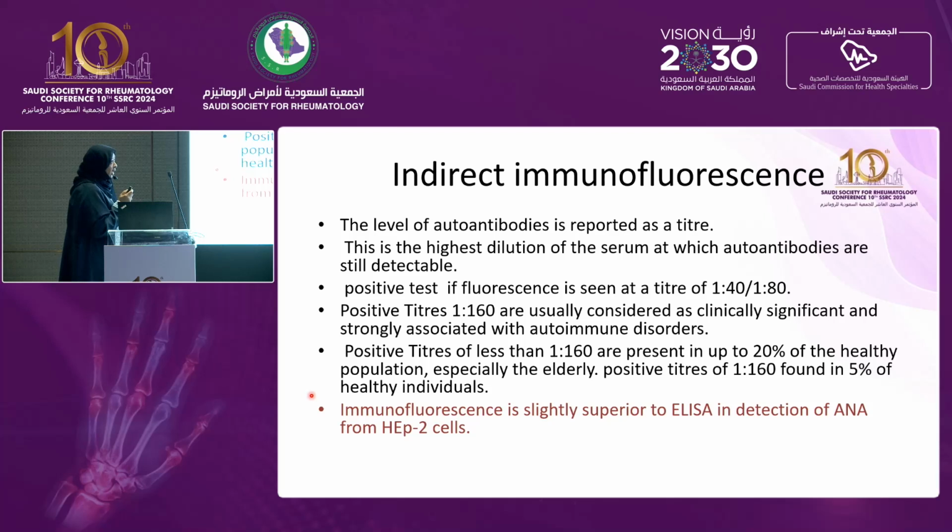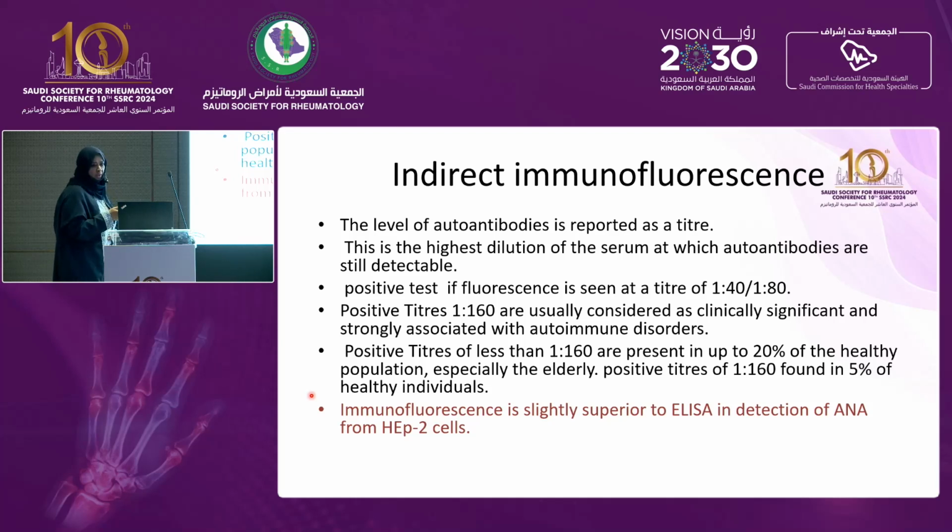If it is 1 to 40 or 1 to 80, it is considered positive. 1 to 40 is considered borderline, so you have to repeat it again. 1 to 80 is an important figure to enter the criteria for lupus. The new criteria for lupus now depend on the positivity of the ANA, so if it is 1/80, it can enter the criteria. 1/40, no. If it is 1/160, this is significant, and you have to look for the type of the anti-nuclear antibody, and then you proceed later.